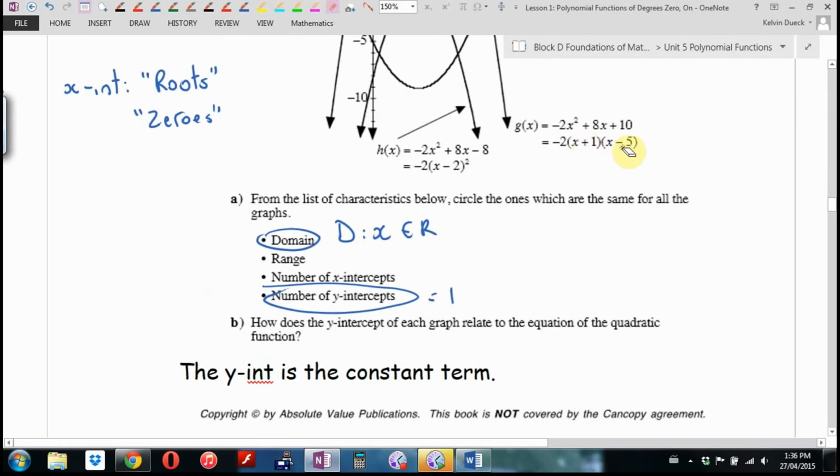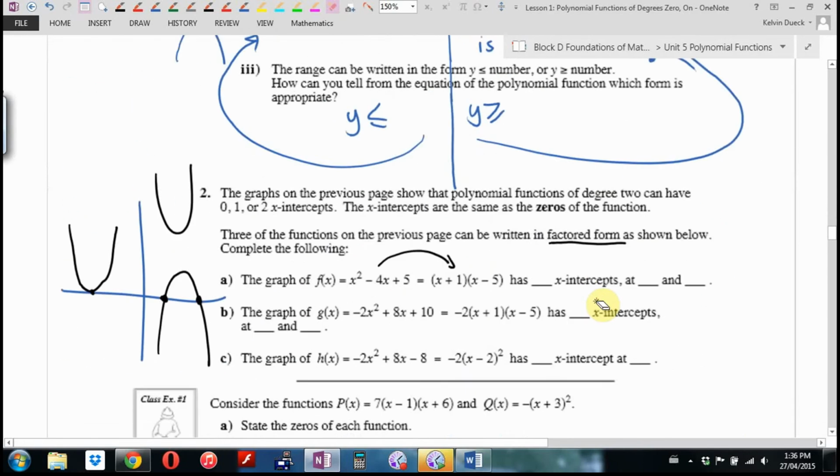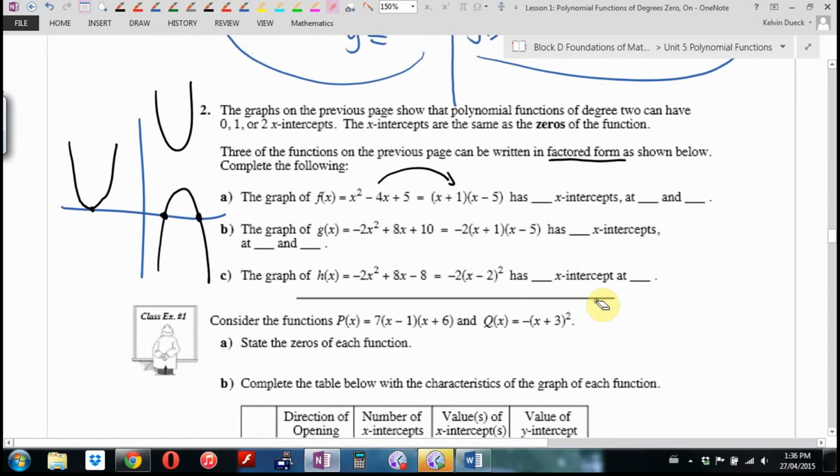What will the x-intercepts of this graph be? Negative, positive, let's double check. Negative 1, positive 5. There you go. So back to here. If you have an equation in factored form, you know the roots, you know the x-intercepts. This equation has 2 x-intercepts, negative 1 and positive 5.